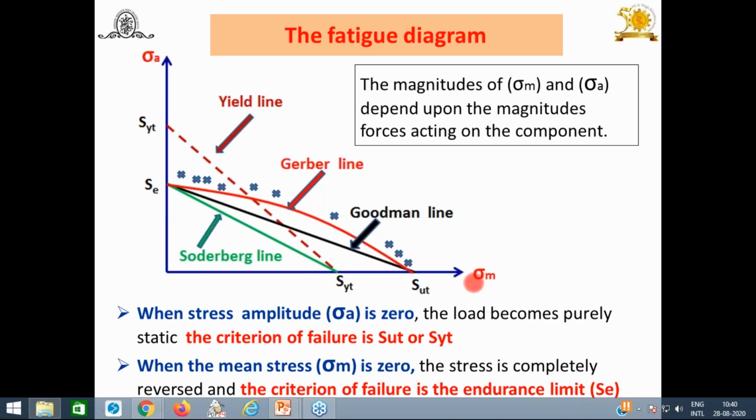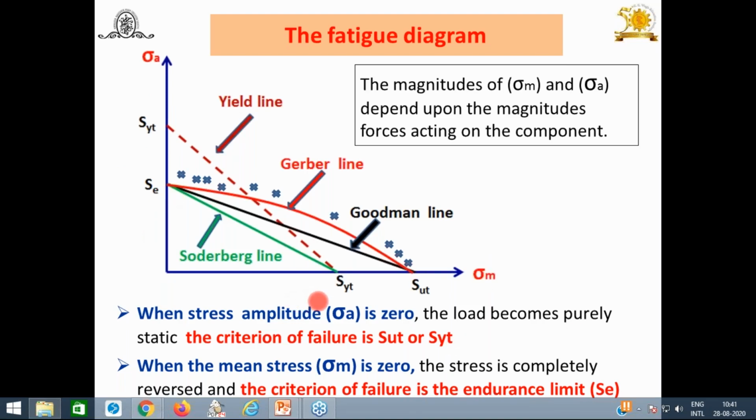And that's why when sigma mean is equal to 0, you have only this y-axis, the SE point is there, and SE indicates that the component is subjected to reverse loading, and for reverse loading, for infinite life, SE or endurance limit is the criteria. So I have written here, when mean stress sigma mean is equal to 0, the stress becomes completely reversed, and SE or endurance limit is the criteria. So I hope you understand this thing clearly.